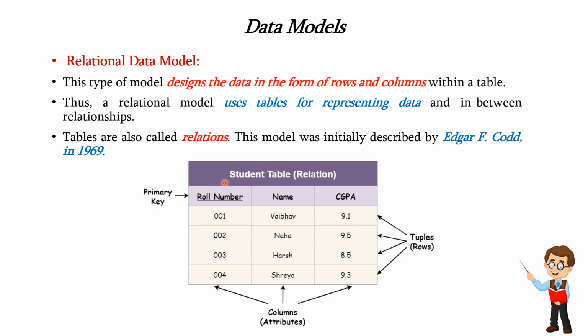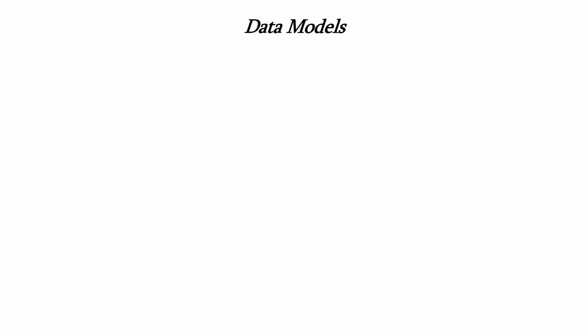Here we have the student table or student relation, which contains 3 columns, namely roll number, name and CGPA. These columns are also called attributes or properties of this table, and we have roll number as primary key because it uniquely identifies the student, and each row is called a tuple. So, thus we use the table for describing the data in relational data model.